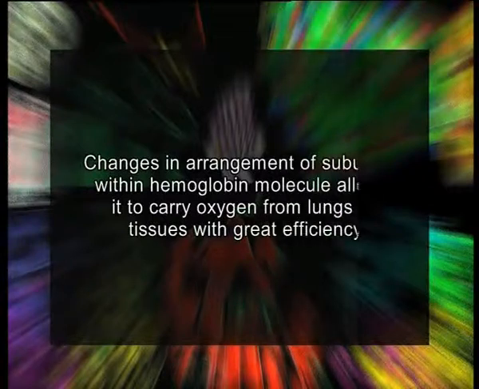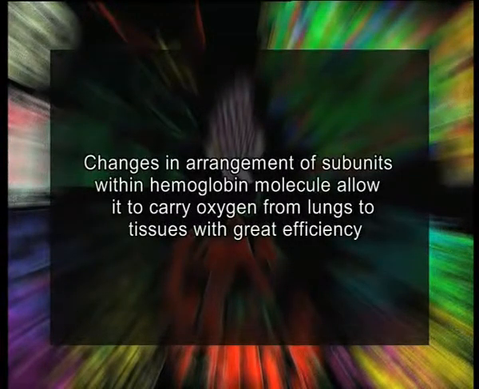Slight changes in the arrangement of subunits within the hemoglobin molecule allow it to carry oxygen from the lungs to tissue and from tissue to lungs with great efficiency. There are several reasons why multi-subunit proteins are so common.